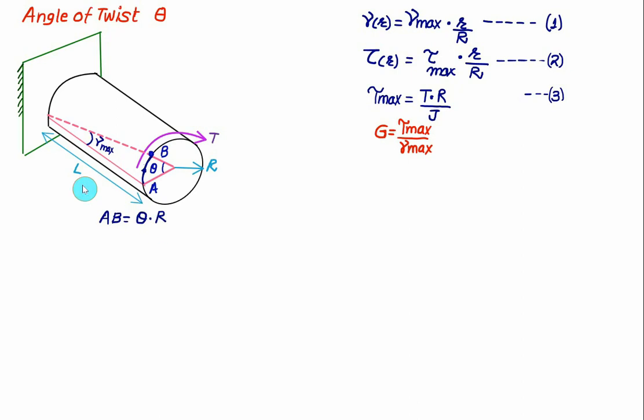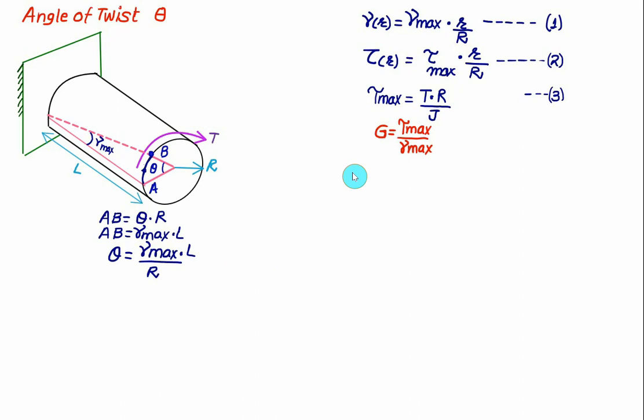Whereas if we use the maximum shear strain, which is gamma max on the outer surface, the same distance AB we can also write as the maximum shear strain gamma max multiplied by the distance L, that is the length of the shaft. So from these two equations we can write the value of theta is equal to gamma max, that is the maximum shear strain, multiplied by length divided by the radius R.